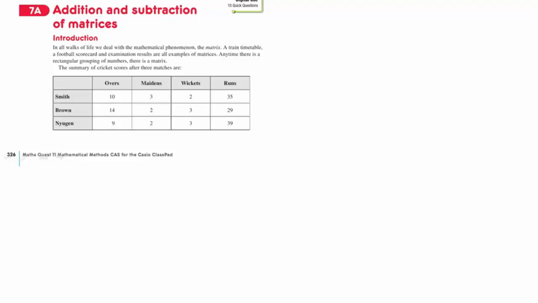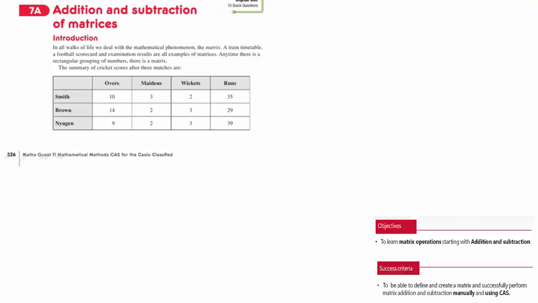Anytime there is what we call rectangular grouping of numbers, there is a matrix. And it's called rectangular grouping because it looks like a rectangle. And a square is a special case of rectangle when the length equals the width.